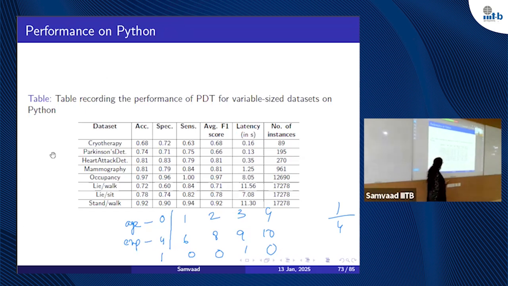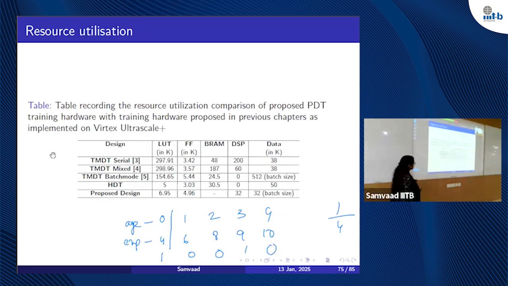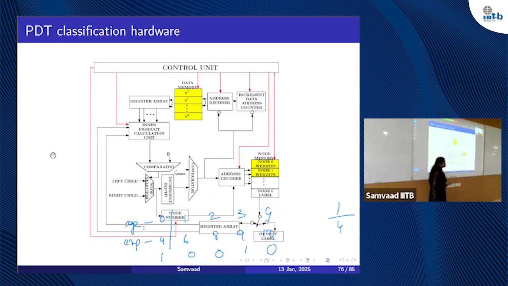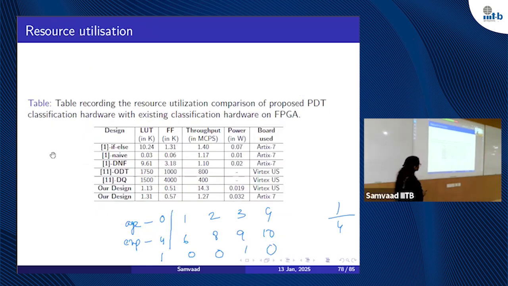So I tested this algorithm on these 8 data sets. The classification was implemented for these biomedical datasets. I compared Python and FPGA. In accuracy, there is a small gap, but you can see that the latency is highly improved. So this was my last publication. And now one is under review, on training of this neural tree for biomedical applications, basically.